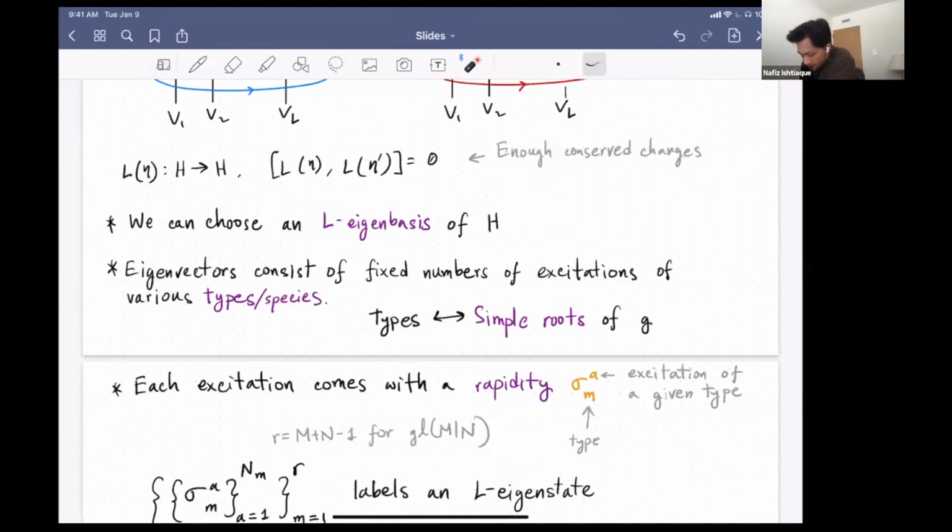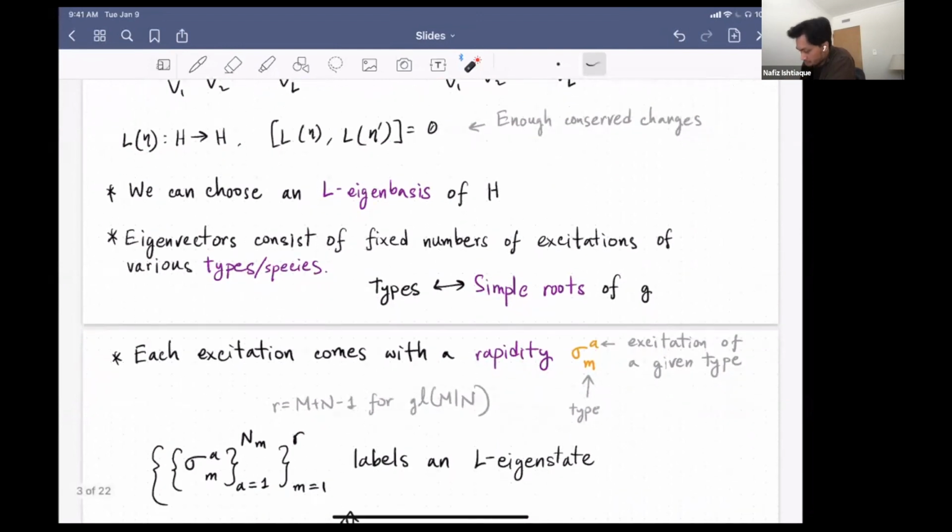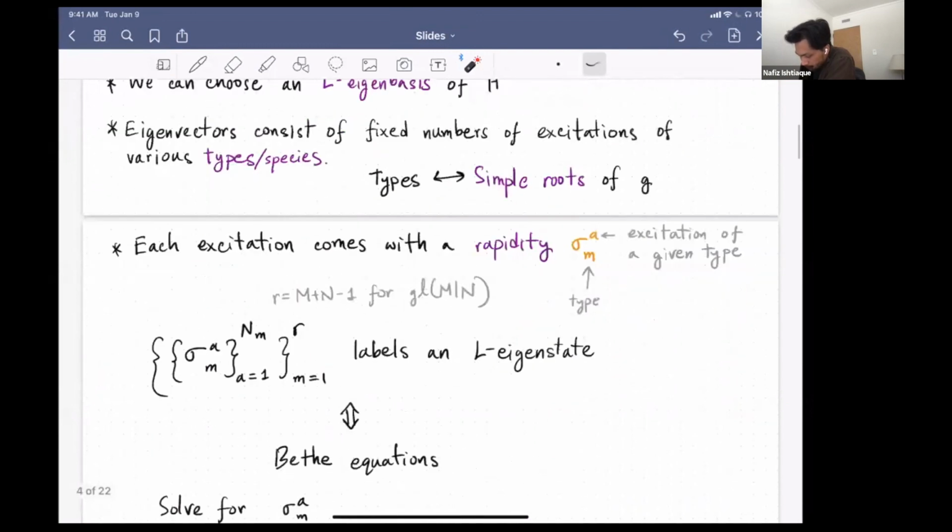So as I was saying, each eigenstate of this transfer matrix, this L operator is called the transfer matrix, will consist of a fixed number of excitations of each type. And each excitation will come with a complex parameter, which in the spin chain literature is called a rapidity. It's related, intuitively, to the momentum associated to that excitation. My notation for the rapidities is sigma, which has two indices. One refers to the type of excitation, and the other, A, refers to all the excitations of that type.